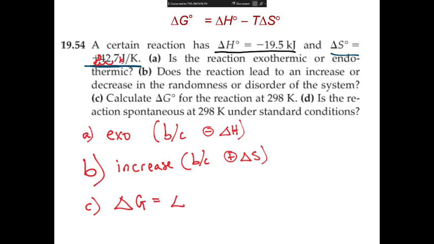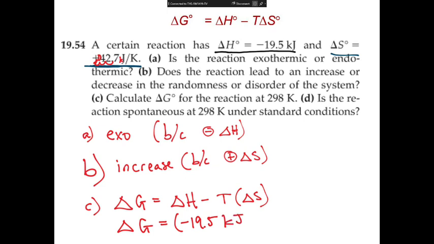Delta G equals delta H minus Kelvin temperature times the delta S in kilojoules. Negative 19.5 minus, it gives us a temperature even. It says use 298. That's what we call standard temperature. It's 25 degrees Celsius, which is room temperature. Times 0.0427 kilojoules per mole Kelvin. I just left out the mole part.